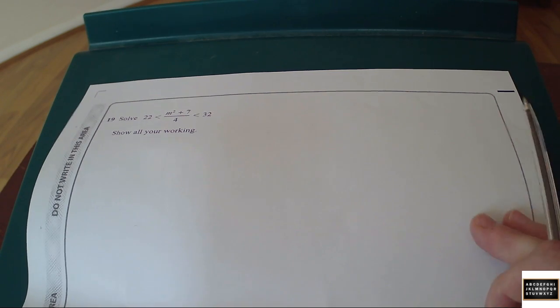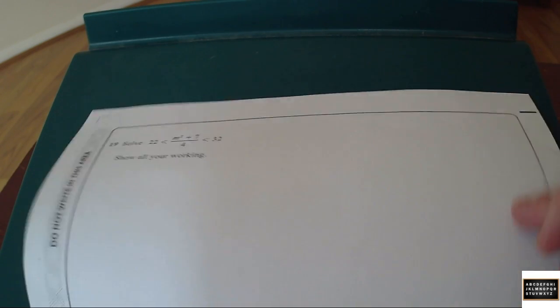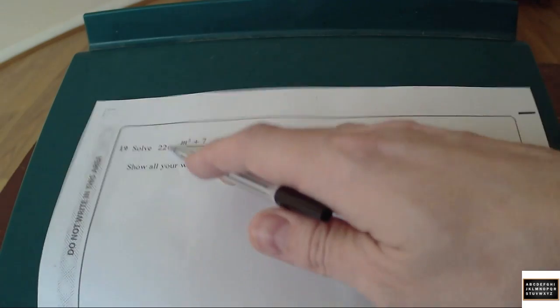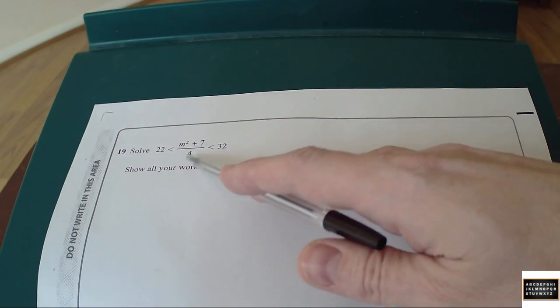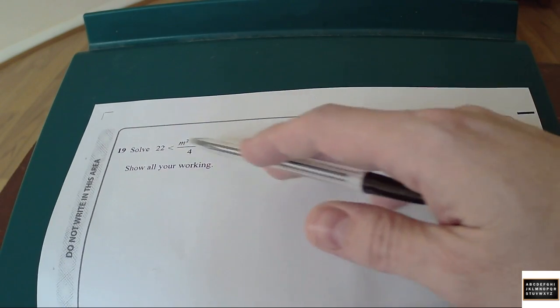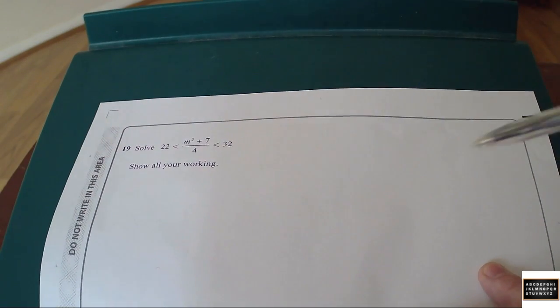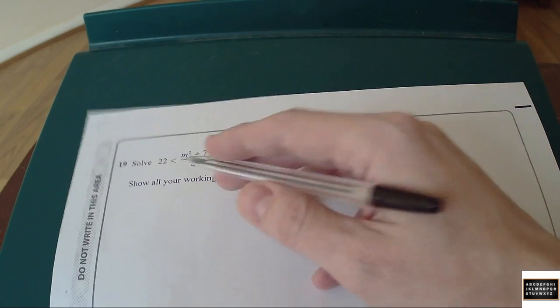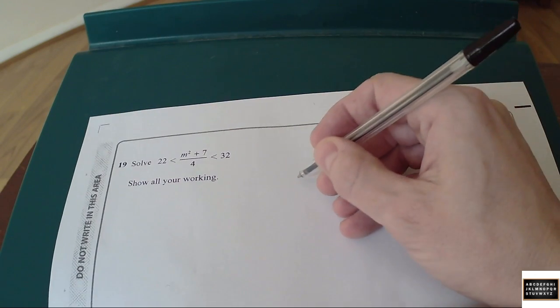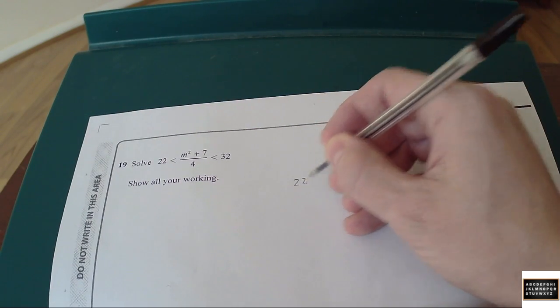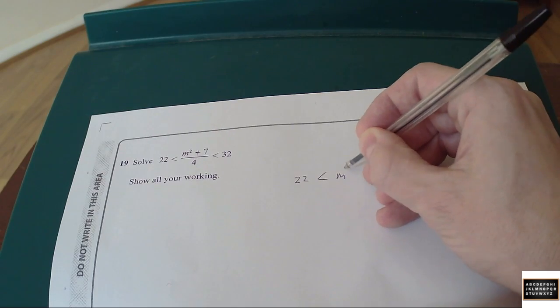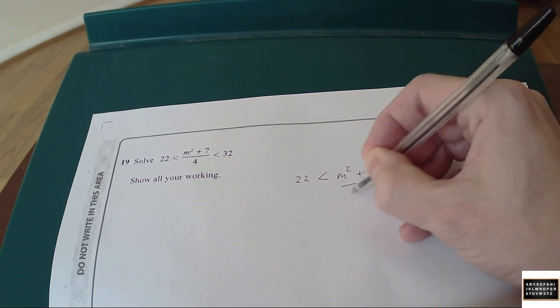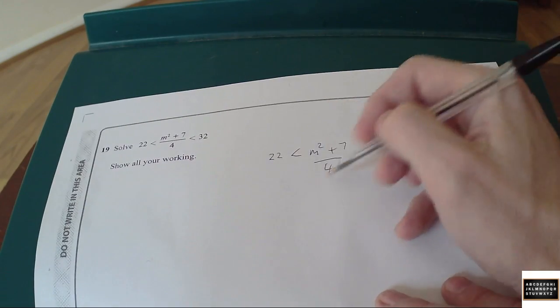Okay, so this particular question is on inequalities. It's a two-way inequality, 22 less than m squared plus 7 over 4, less than 32. With two-way inequalities, the easiest thing to do is to split it off. So if I look at the left-hand side first, m squared plus 7 over 4, we're going to look at that first.